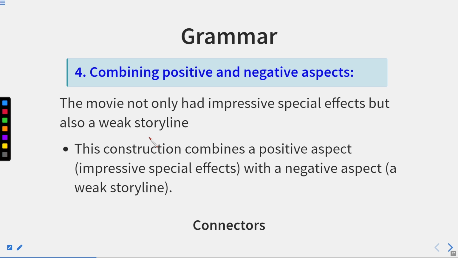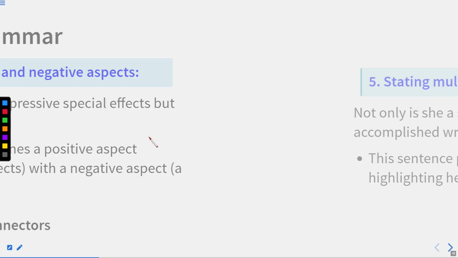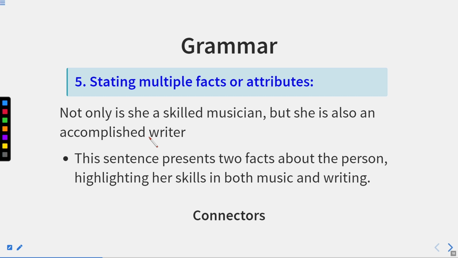Combining positive and negative aspects. The movie not only had impressive special effects but also a weak storyline. So here we have the positive aspect and the negative aspect which are combined together with the help of not only but also. Stating multiple facts or attributes. Now, if there are two things, I can join them with the help of not only but also. But if there are more than two things or multiple facts, can we join all of them together? Yes, of course. We can also join multiple facts together with the help of not only but also.